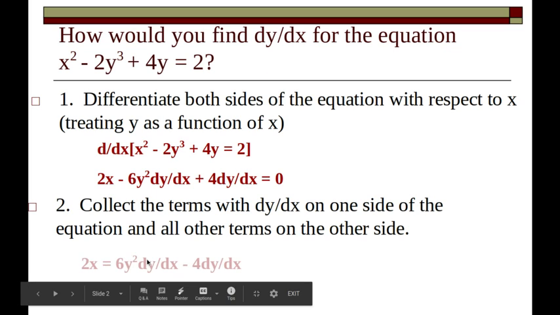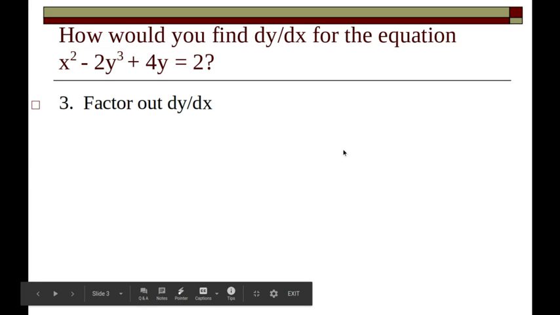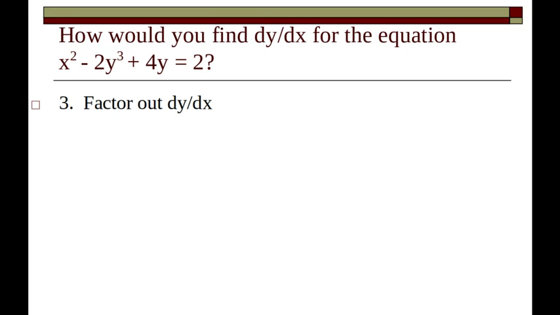So I think I'm going to keep the 2x where it is, add the 6y squared dy dx over, and then subtract the 4 dy dx over. So now we did that. Again, that was just algebra. Step 3 is going to be to now factor out the dy dx. Since on one side of the equation every term should have a dy dx, we should be able to do this. So it's basically just GCF, all right? So now we've taken the dy dx out of that right side of the equation because each term had it.